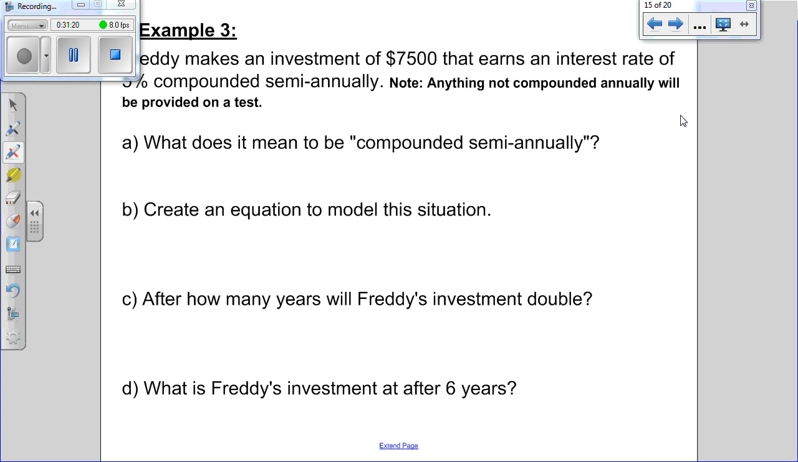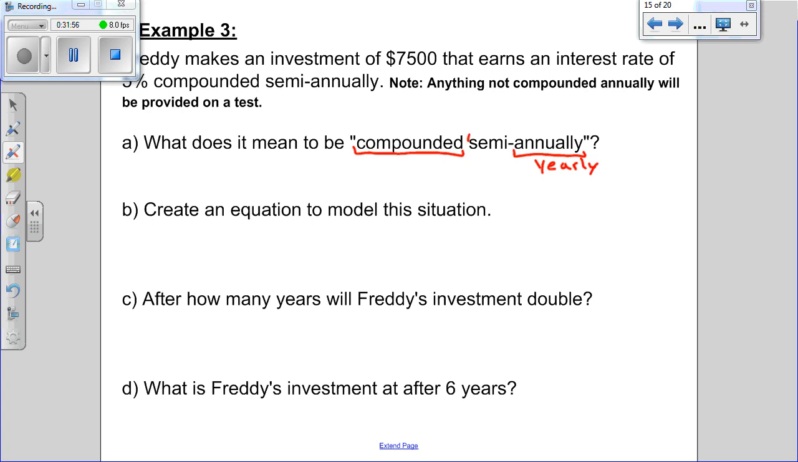The first question is, what does it mean when it says compounded semi-annually? Compounded is like calculating. So it's like you're calculating the interest and adding it on. Annually means every year, so yearly. Semi means half. So this would be calculated every half year.